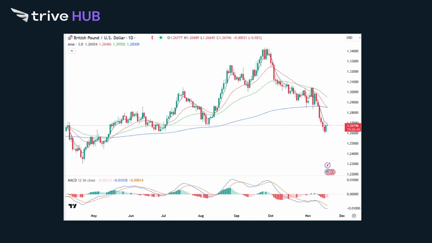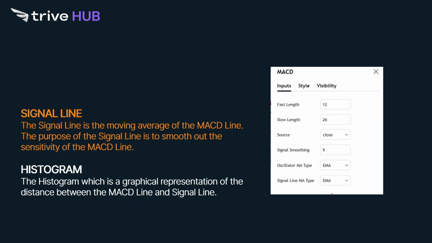So let's see. This is British pound versus US dollar on the day chart. You can see it has started a new trend here. So a crossover has occurred. From the below zone, the histogram has formed on the upside. So let me show you the properties of this tool first.